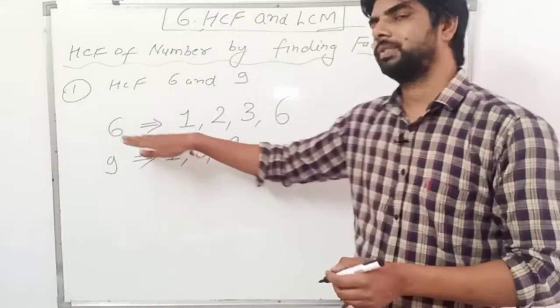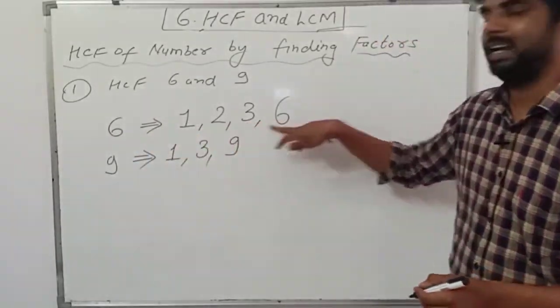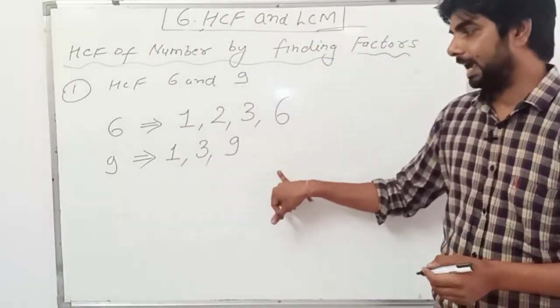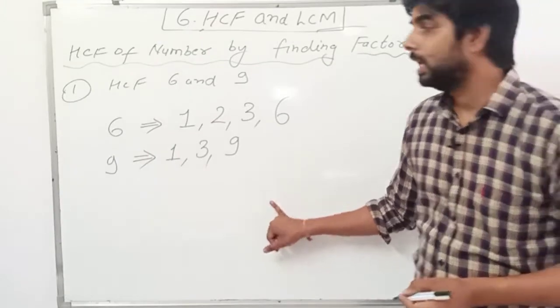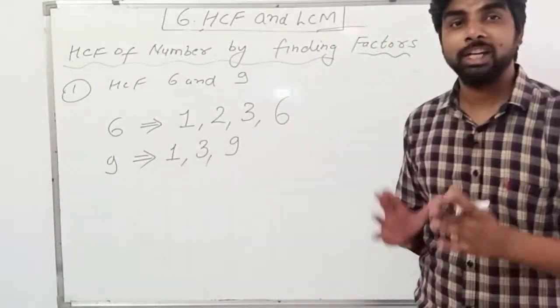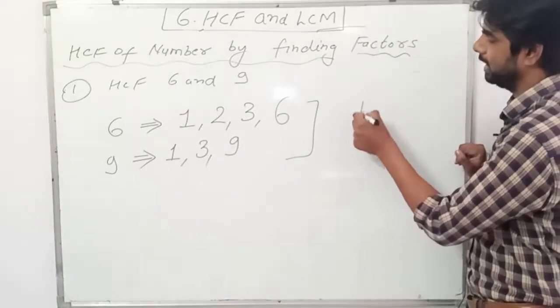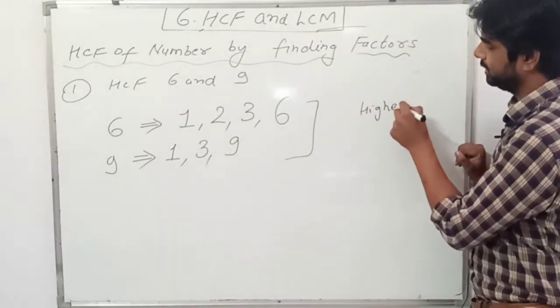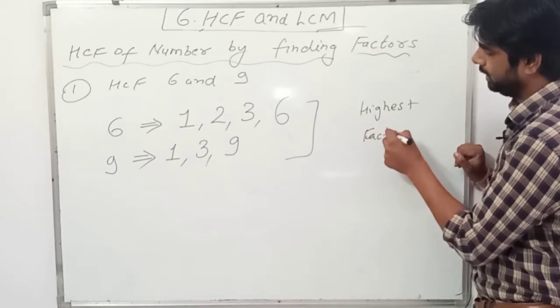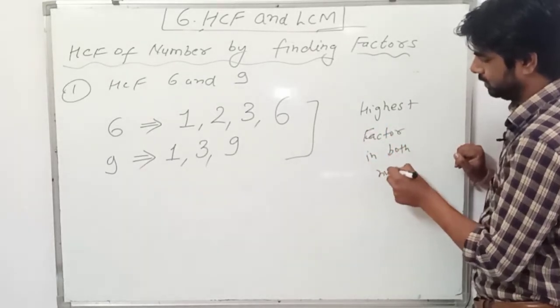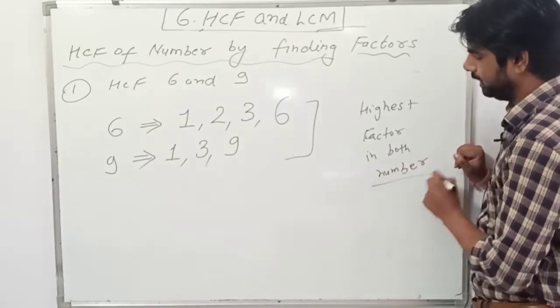So the factors of 6 are 1, 2, 3 and 6, and the factors of 9 are 1, 3 and 9. Now what do we have to do? We have to find the highest common factor. I have already explained that the highest common factor is the highest factor common to both numbers.